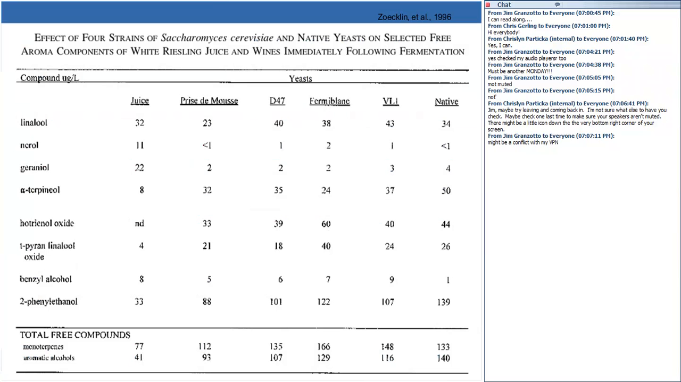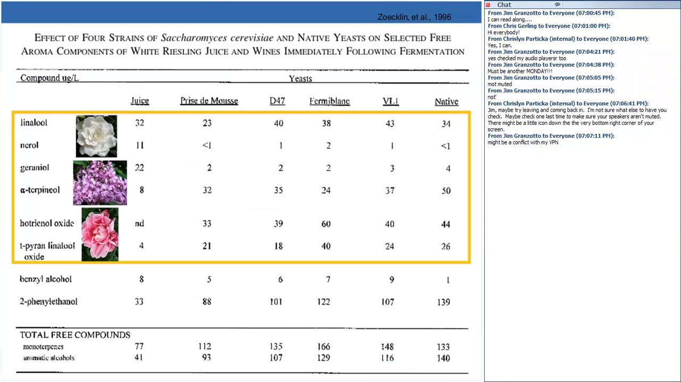There's been a lot of studies making this comparison, aroma comparisons between cultivated yeast and native yeast. So this is a study done by Bruce Auckland, and he looked at some of these highly aromatic compounds, like this first box that we're looking at, the monoterpenes, so those floral aromas that we talked about earlier, and he compared various cultivated yeast strains, so the Prise-de-Mousse, D47, Fermi Blanc, VL1.